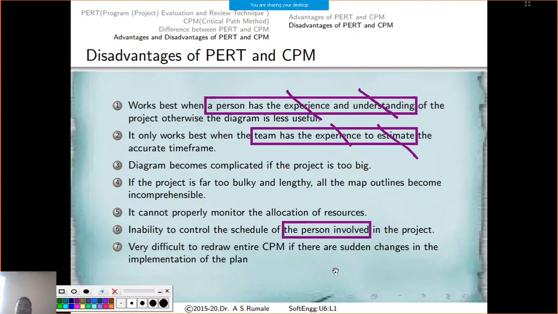And that is why redrawing the CPM is very, very difficult. That is actually not a disadvantage of PERT or CPM itself, but the disadvantage of some catastrophic risk or some risks in the project which are simply unmanageable. In that case, it becomes quite difficult to alter the CPM, to alter the PERT, and even if you have the PERT and CPM, even if you have a timetable, you may fail in completing that project. So these are the disadvantages of PERT and CPM.